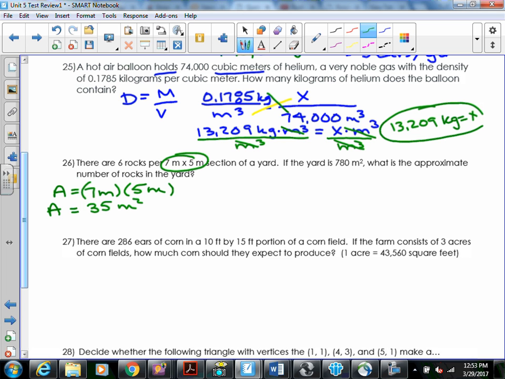And now they're asking for the number of rocks. So if you take what they started us with at the beginning, they said that you're going to have 6 rocks, and those 6 rocks are contained in a 35 square meter section of the yard.